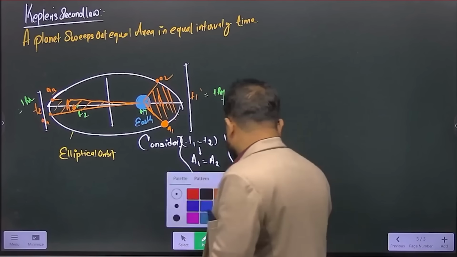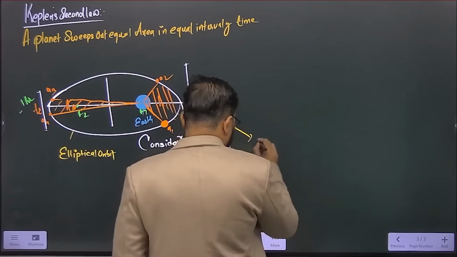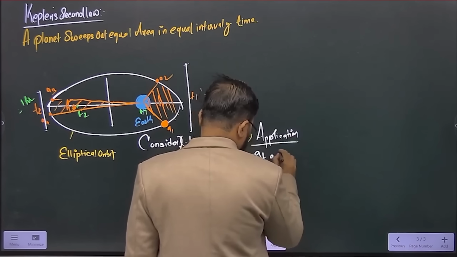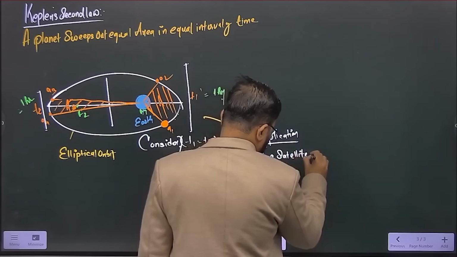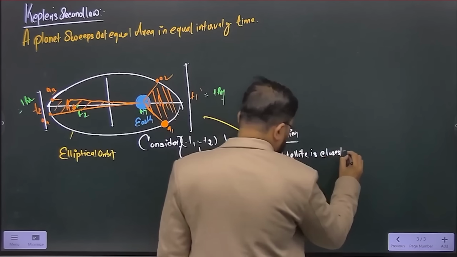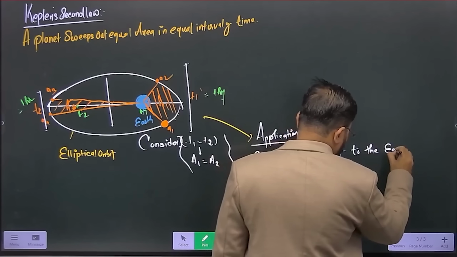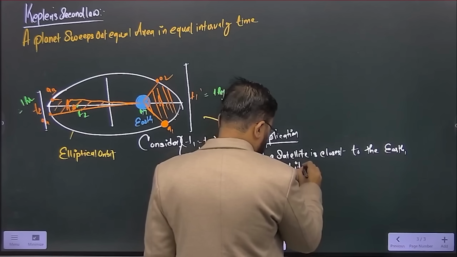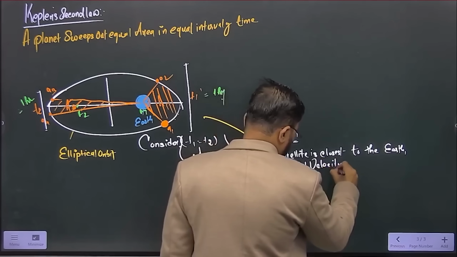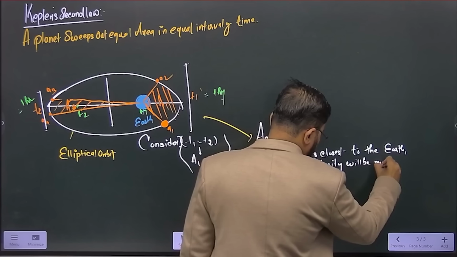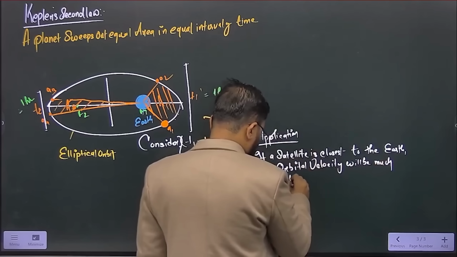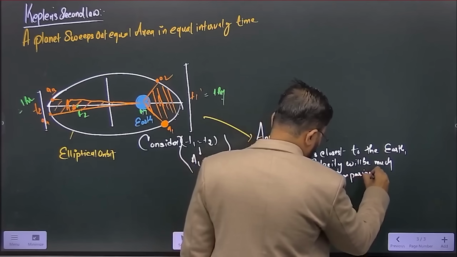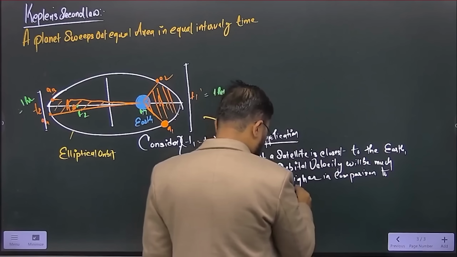So from here, if we talk about the application part, it says that if a satellite is closest to the Earth, its orbital velocity will be much higher in comparison to its faraway position.